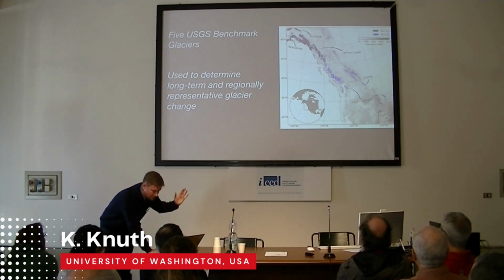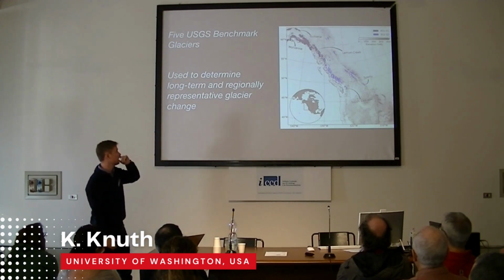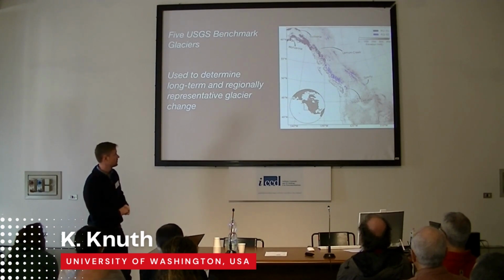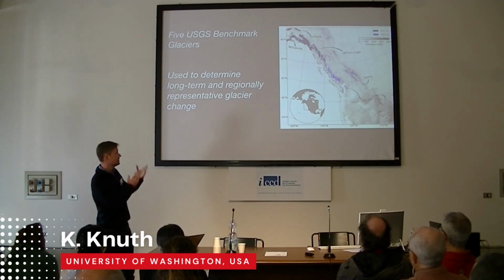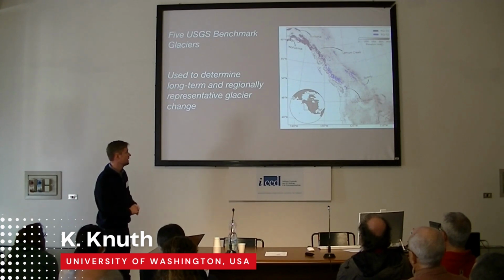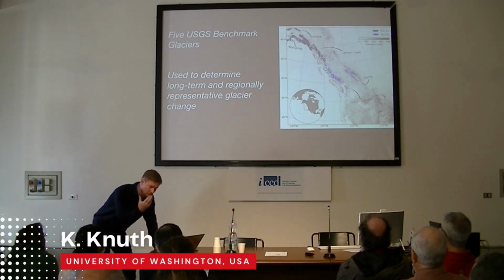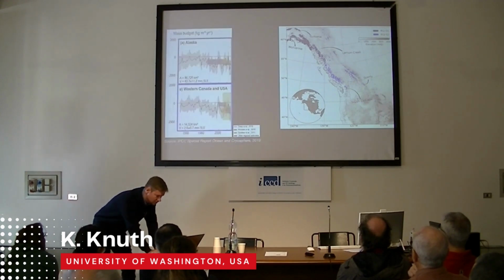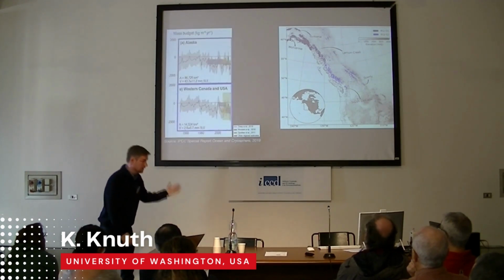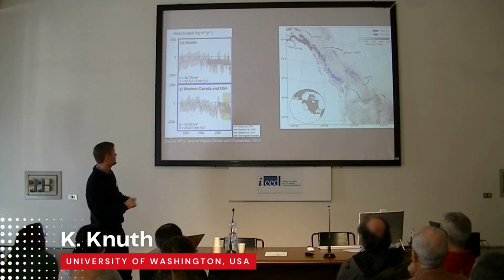Five USGS benchmark glaciers have been used to study this ice system between the Pacific Northwest and Alaska. And you can see there are many, many more glaciers than there are benchmark glaciers. So we would like to use historical photographs to reconstruct digital elevation models and get geodetic mass balance for the region.